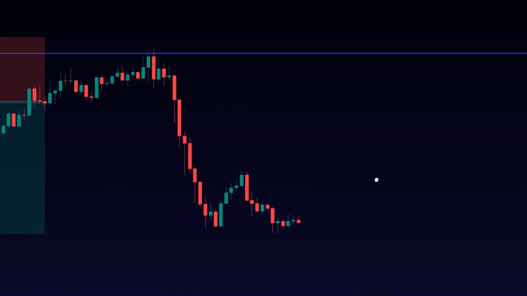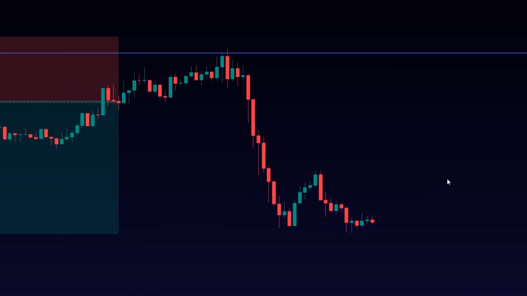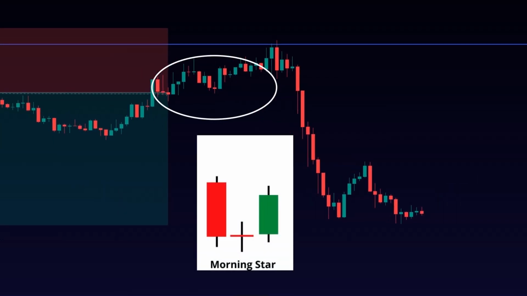For example, in this area, we have a morning star pattern, and this area is not suitable for entering a buy trade because we have a support level, and the price may break down at any time, and this trade will close at a loss. So, always respect the price patterns at different levels.